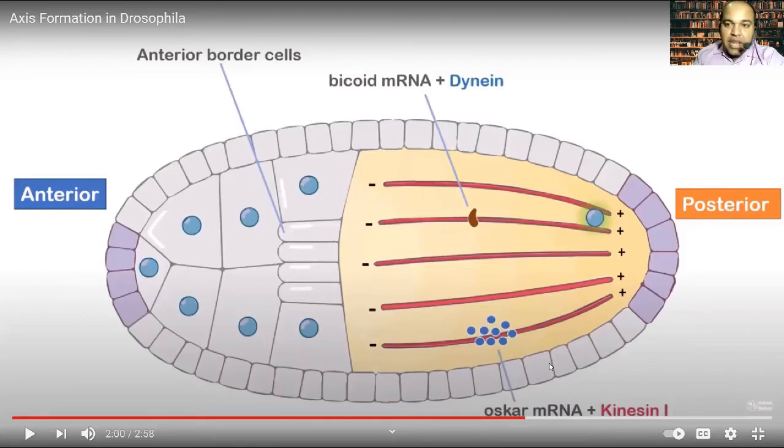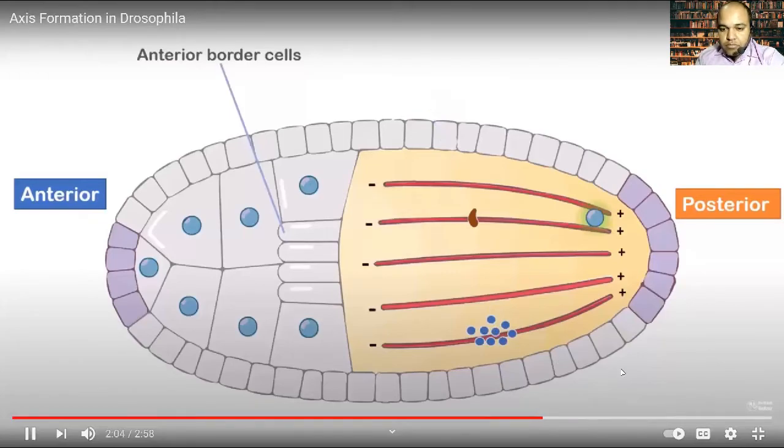Similarly, Oscar mRNA, you remember the Oscar mRNA? It is going to be transferred towards the posterior side on the basis of another type of protein called kinesin. Kinesin will take this Oscar mRNA and transfer it into the posterior side. The Oscar mRNA becomes complexed to kinesin 1, a plus-directed motor protein that moves it toward the growing end of the microtubules at the posterior region, where Oscar protein can bind nanos mRNA.